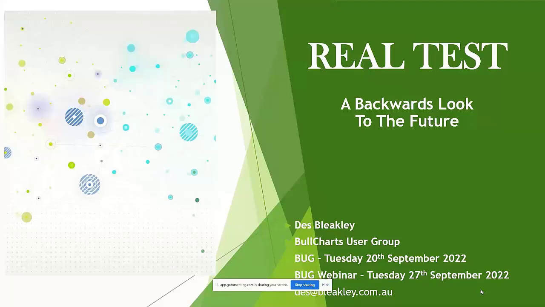Anyway, as Robert has said, I want to talk about a software package called RealTest, which works out really well with BullCharts. I am not by any means an expert in RealTest, but I've been playing with it for the last few months. I'm getting to know my way around it to some degree, and I thought it'd be worthwhile letting everybody know about it, because some of you, at least, I'm sure, will find it quite useful. So the package is called RealTest, and it's a backtesting package, so a backwards look to the future: what happened in the past, and what can we say about going into the future.